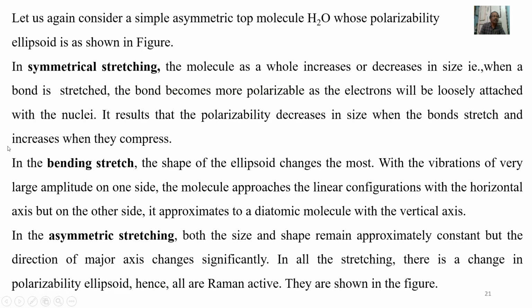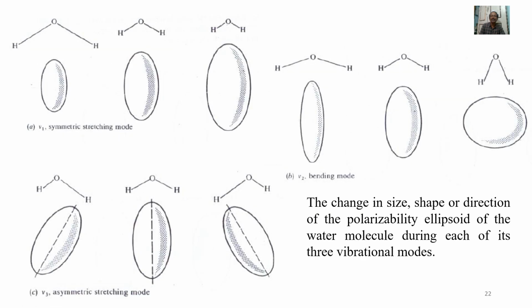In the bending stretch, the shape of the ellipsoid changes the most, with vibrations of very large amplitude. On one side, the molecule approaches the linear configuration with the horizontal axis, but on the other side, it approximates a diatomic molecule with a vertical axis. So this is as shown here. This is for the bending mode.